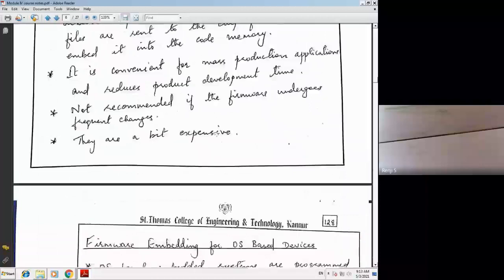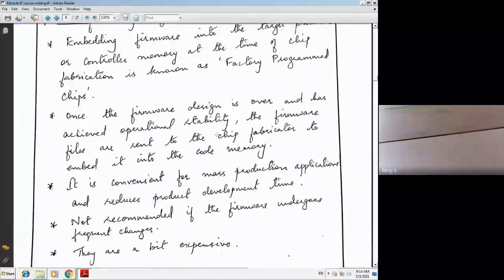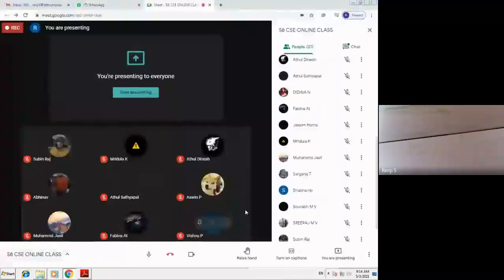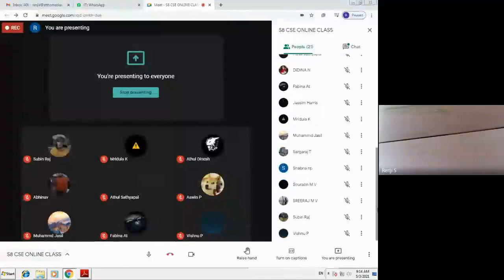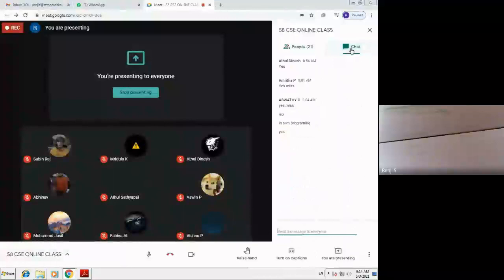So these are the four methods for embedding firmware into non-OS based embedded systems. Can anyone say what the four methods were? What are the four methods for integrating firmware into a non-OS based embedded system? What are the techniques?